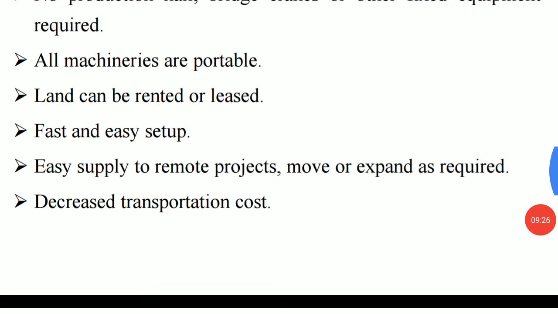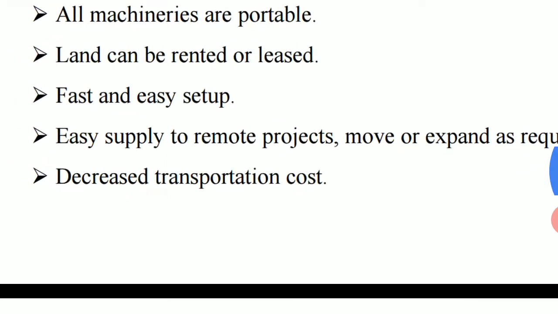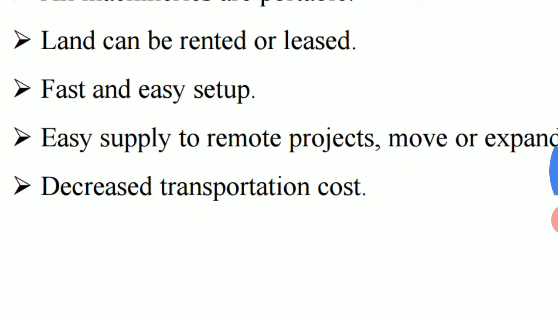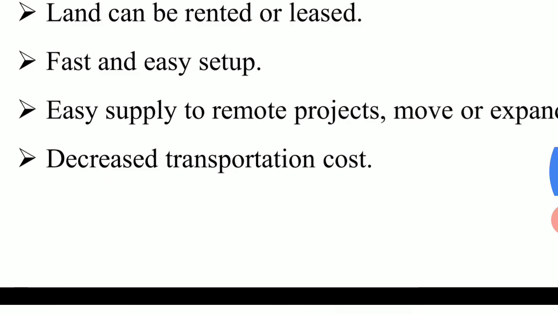And then all machines are portable. Portable in the sense it can be movable, it can be easily transferred from one place to another place. And whatever land or space is going to be used, that can be rented or leased. So compared to the investment we make in the stationary methods, the investment for the place as well as the machineries is much less in this mobile production.